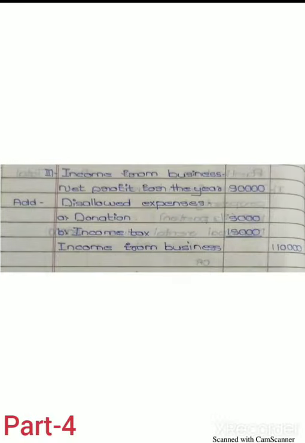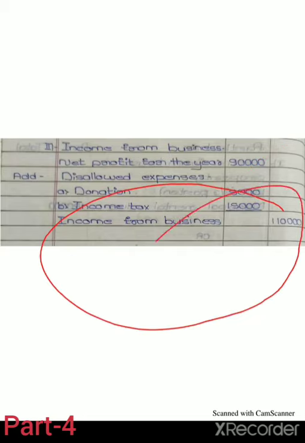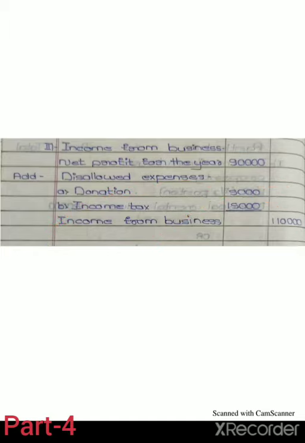So according to this problem, the net profit from business is given as 90,000, and here two expenses are given, donation and income tax. Both are disallowed expenses. Sales tax is an allowed expense, but income tax is not an allowed expense. So if we add both of these back, the income from business result is 1,10,000.